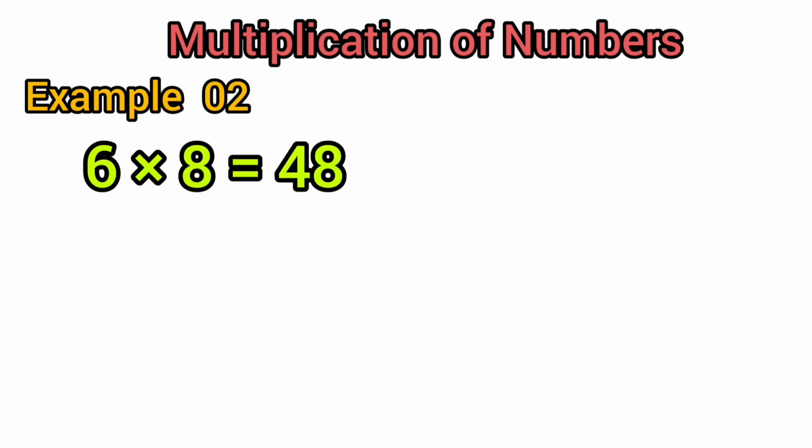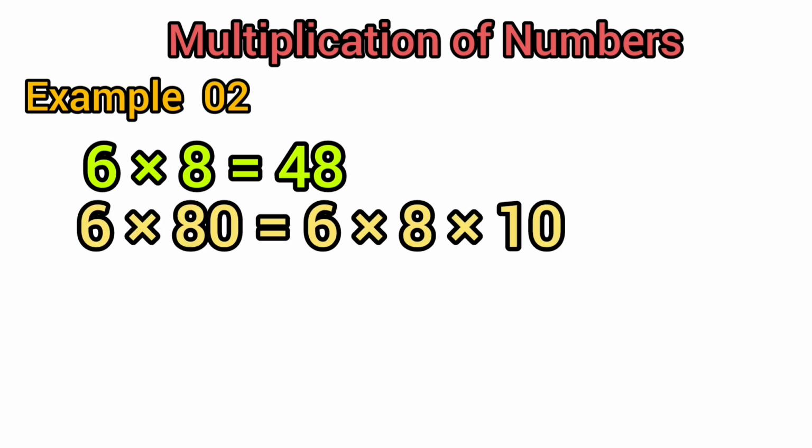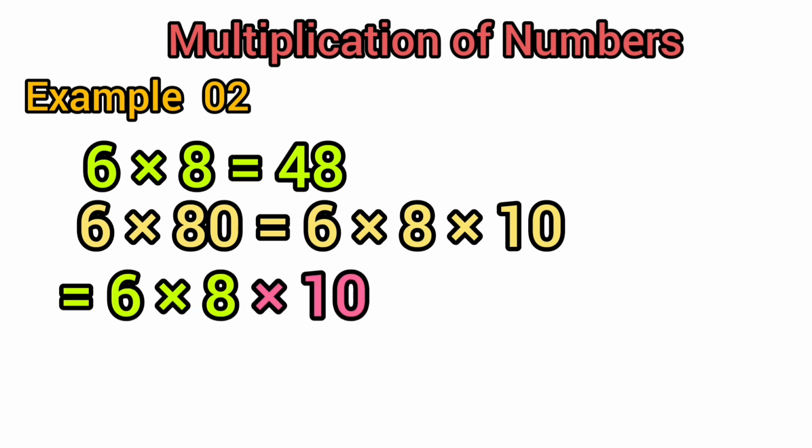Next example, 6 times 80. 80 means 8 times 10. So this can be written as 6 times 8 times 10. So the final answer will be 6 times 8 is 48. 48 times 10 is 480.